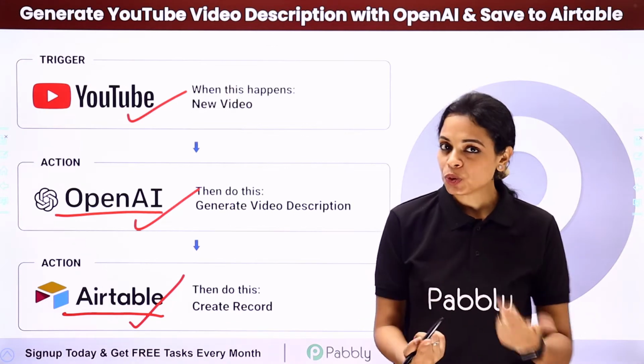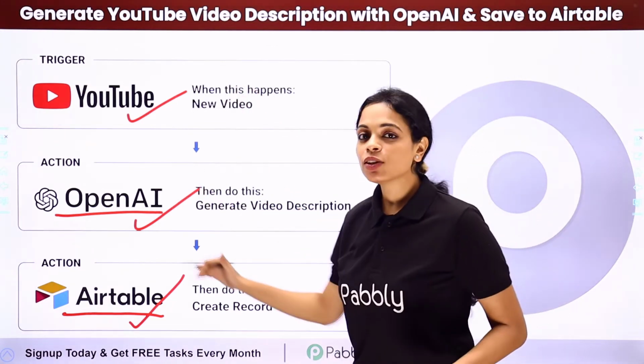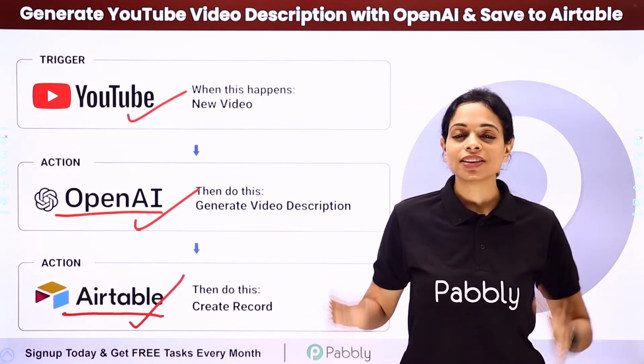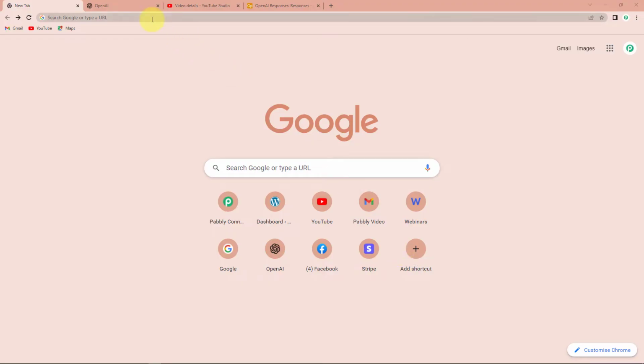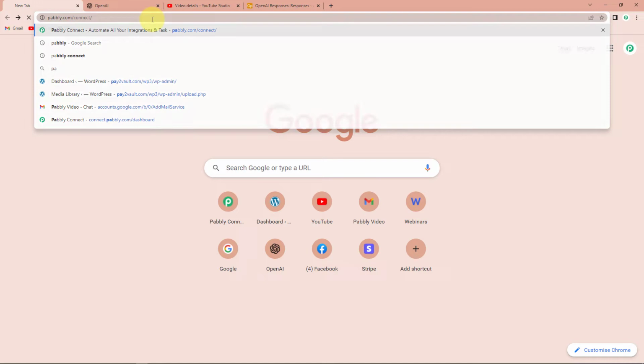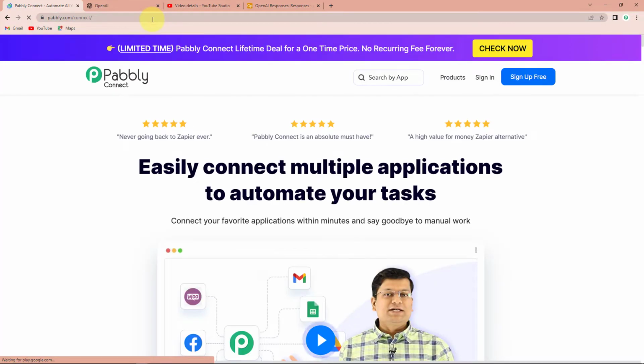Now, how can you do this yourself? Integrate and automate this entire process. To understand that, let me take you to my screen. So to begin with this video, first we have to type the URL pabbly.com/connect, and as we click on enter, here we have reached the landing page of this software.